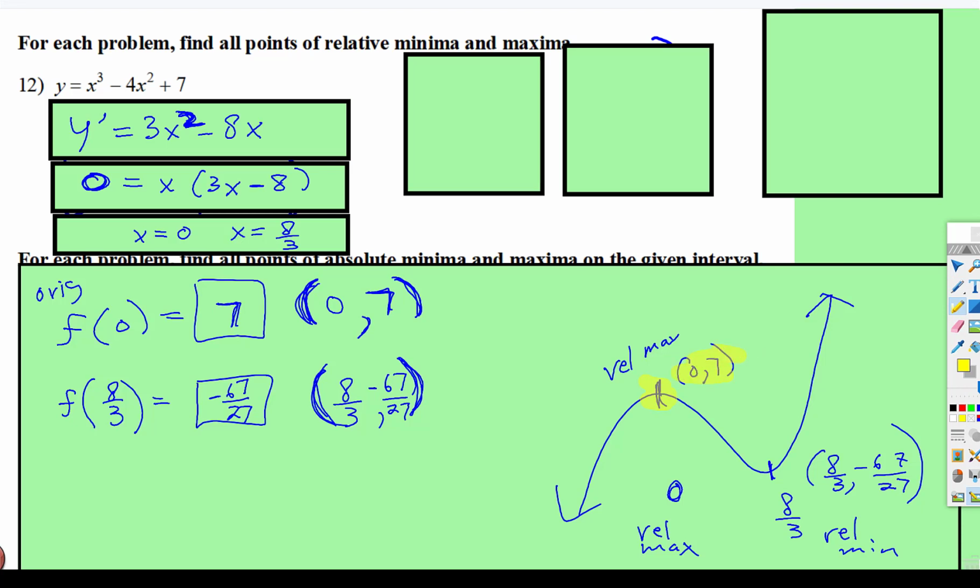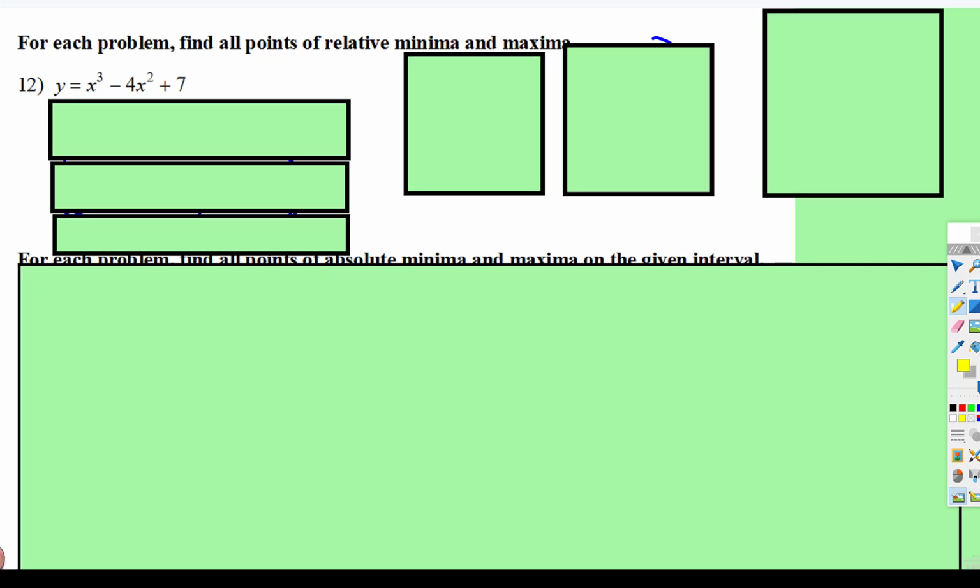And if I said, hey, not only find those points, but draw a sketch, this is what I would be talking about. That you would be able to show me the basic parent graph of a cubic, and then be able to tell by the information you have here the mins and maxes. Okay, so now we're going to talk about absolute. So I'm going to move this up here.